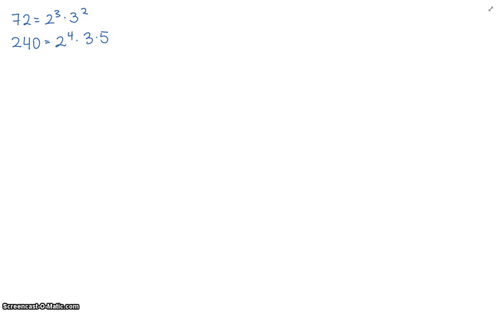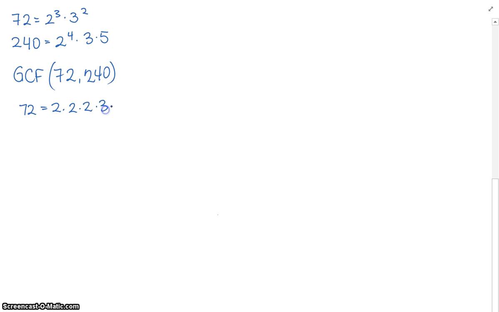The next examples are going to show how we can use the prime factorization to find, say, the greatest common factor or the lowest common multiple. We're going to find first the greatest common factor of 72 and 240. We've already done the prime factorization for this, so what we need to consider is looking at what is shared, what are shared factors between the two numbers. So 72, if we were to write them out, and 240, we want to find what is shared between the two. They both have a 2, both have a 2, both have a 2, they both have a 3. The product of those would be our greatest common factor.